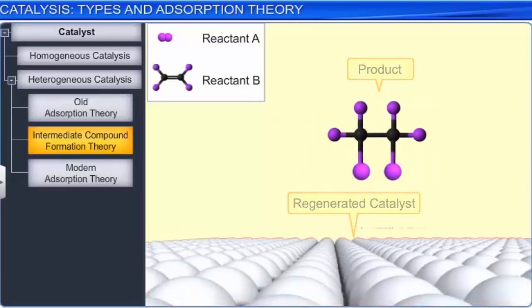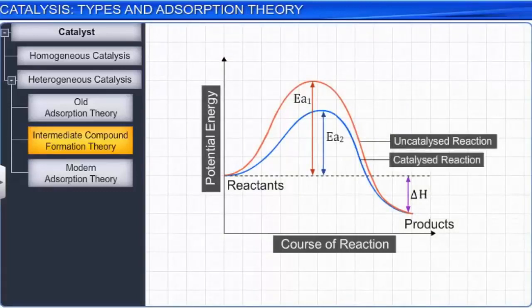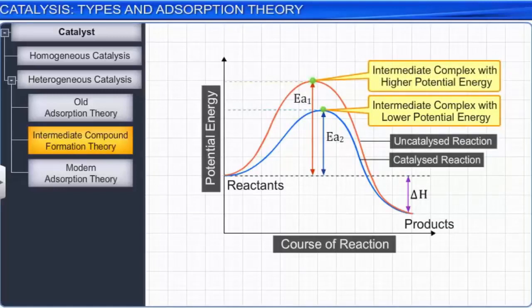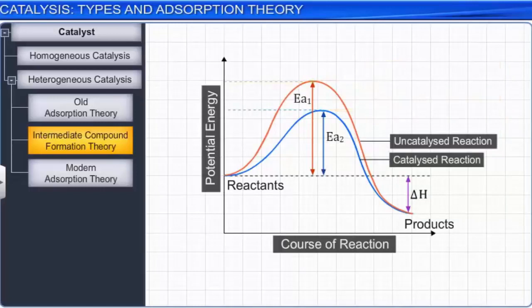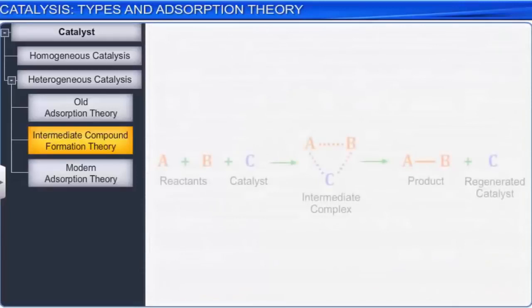You already know that the presence of a catalyst provides an alternate path to the chemical reaction. A look at these curves shows that the activation energy of the catalytic path is much lower than the non-catalytic path. Also, the peak of the curve represents the intermediate complex. You can see that the intermediate complex formed with the catalyst has a much lower potential energy than the intermediate complex formed between the reactants in the absence of the catalyst. Now, as the energy barrier for the catalytic path is lower than the non-catalytic path, the rate of reaction increases in the presence of a catalyst. Thus, we see that the intermediate compound theory provides an alternative sequence of elementary steps to accomplish the desired chemical reaction.